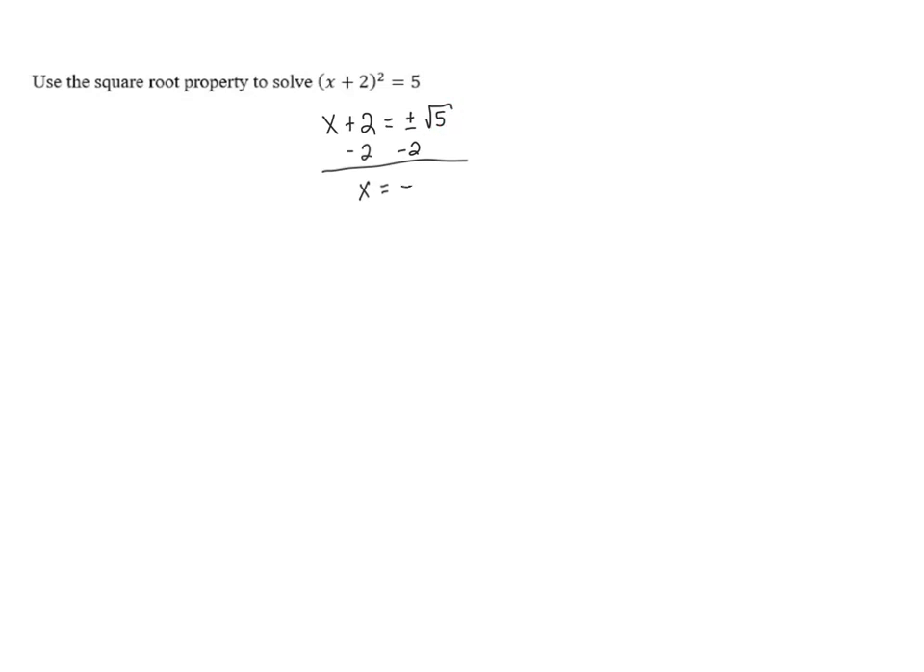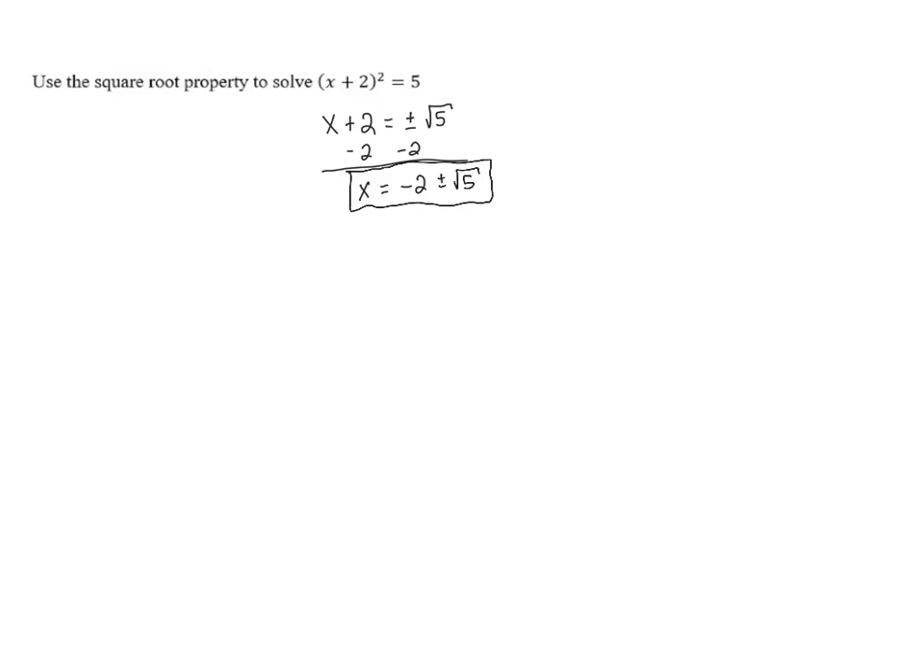So we've got the negative 2 that's going to go first, and that's not a plus or minus 2. We know that we have a negative 2 there, so that's definitely negative 2. And then we have the plus or minus root 5. And now that we have x alone, this is our final answer. We've got x equals negative 2 plus or minus root 5.